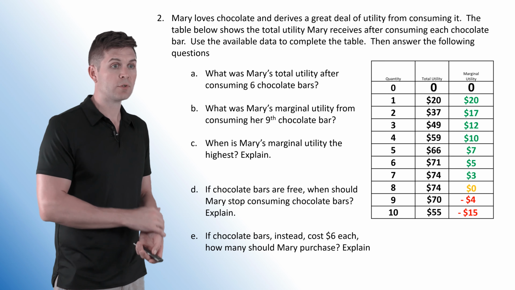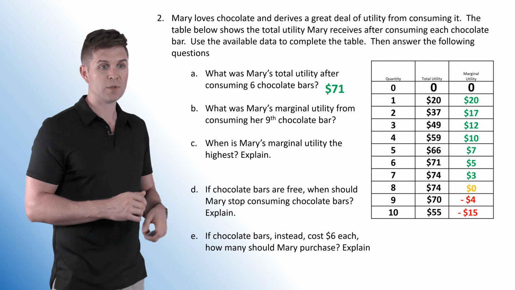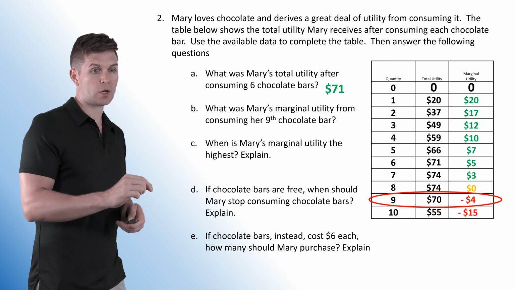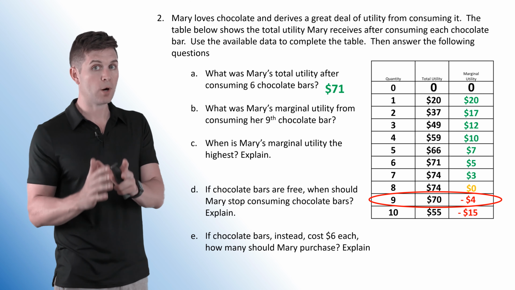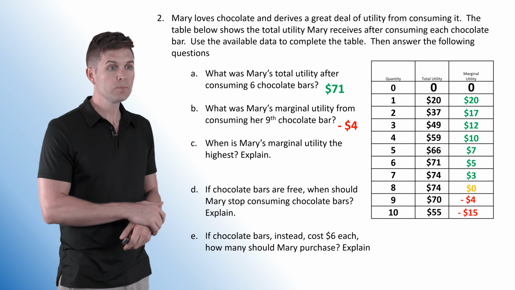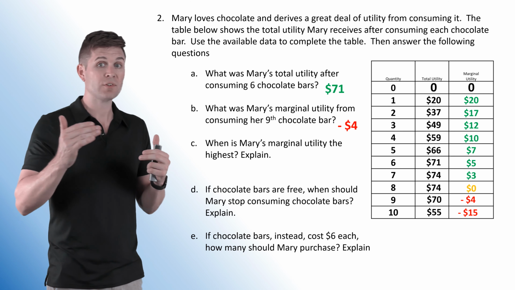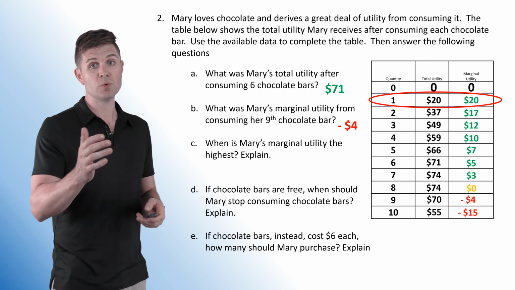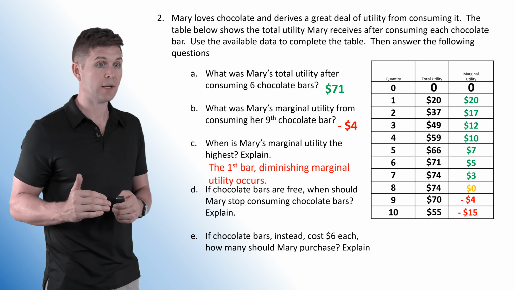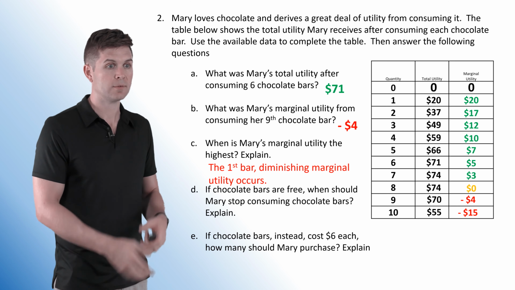What was Mary's total utility after consuming 6 chocolate bars? All right, we look at 6. Total utility, 71. B, what was Mary's marginal utility from her 9th chocolate bar? So we look down at 9. Remember, it's marginal utility. So we look at that right column right there. It was -4. When is Mary's marginal utility the highest? In this case, we know because of diminishing marginal utility, the first unit is always going to have the highest amount, and it's going to diminish from that point on down. So the first bar, diminishing utility occurs. That's why it's always the highest.